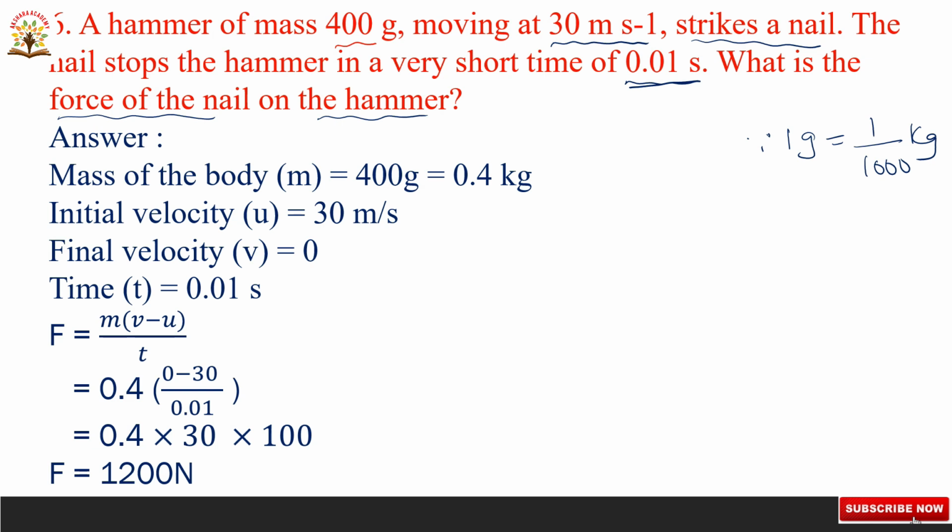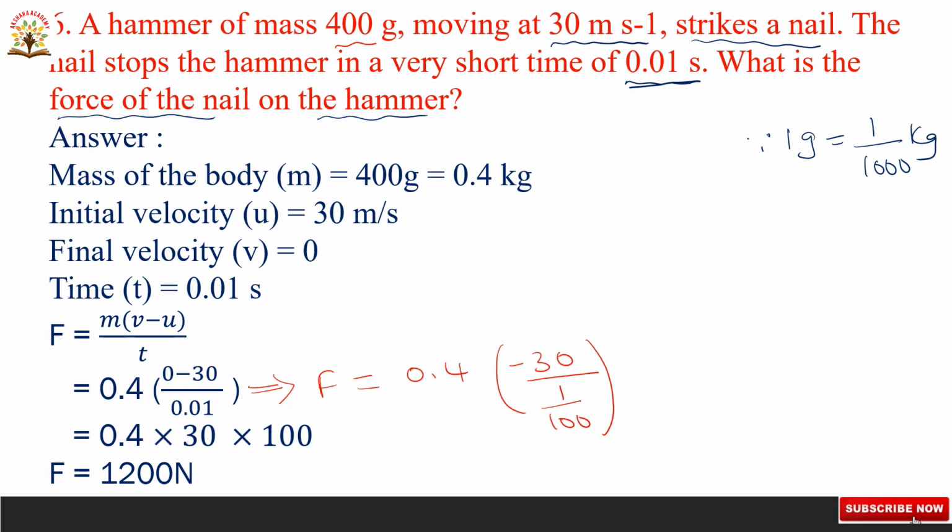So according to Newton's second law of motion, F is equal to ma, a is nothing but v minus u by t. Now substituting values, m is 0.4, v is 0, u is 30. Here 0.4 into minus 30 by 0.01. Here 0.01 can be written as 1 by 100. So this implies F is equal to 0.4 into minus 30 by 0.01, and 0.01 can be written as 1 by 100.